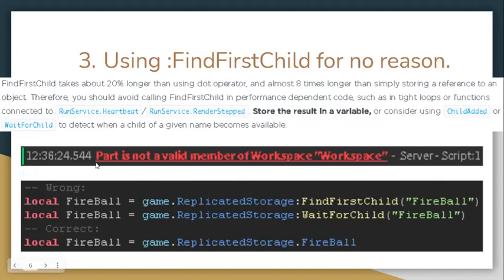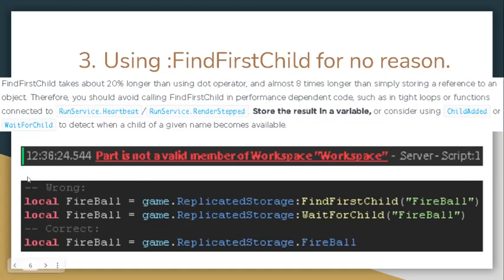So yeah, and here's the error I would get. If I was referencing something in workspace, sometimes it wouldn't be there, so I'd get this error and I was like, oh, I have to use FindFirstChild. That's like my only solution. But that's really not the only solution. There's other things you can do as well, and I will show you.